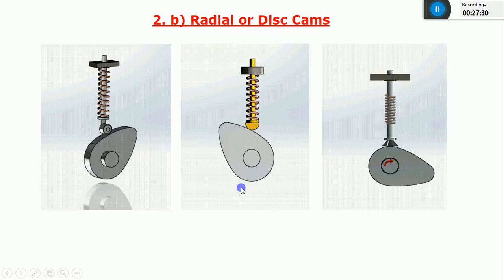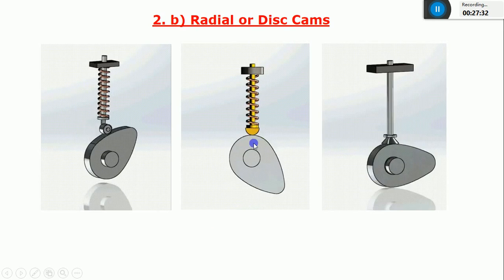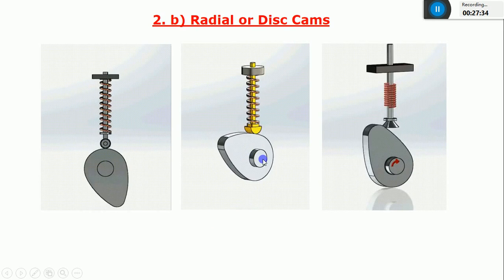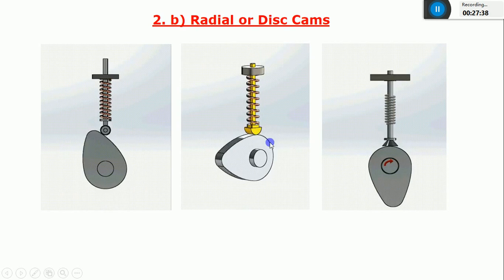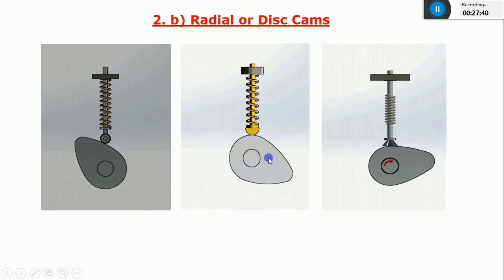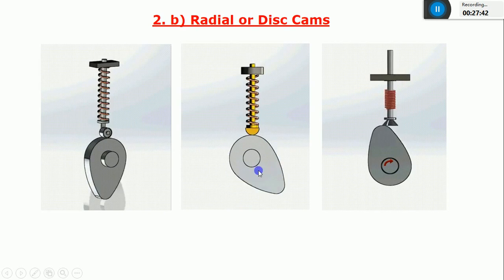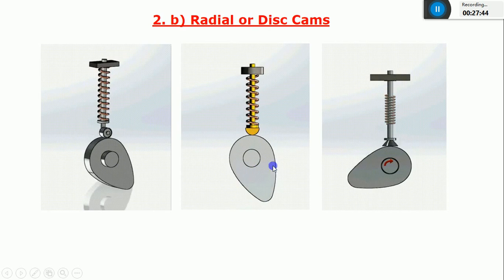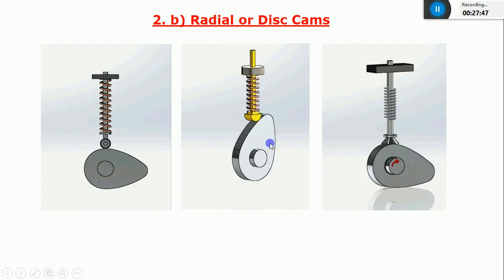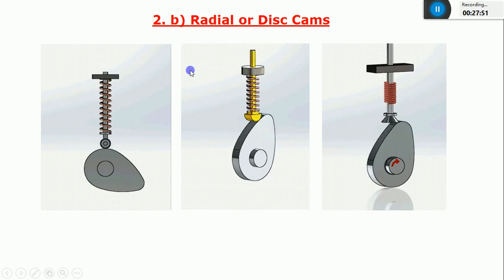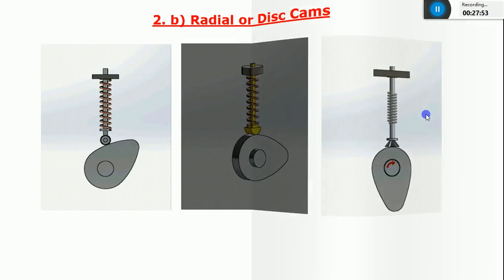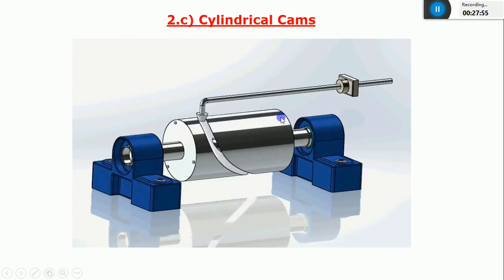It means the shape of the cam is not in the form of a wedge shape. It is not a spherical type. It is not of a cylindrical type. It is not a concave shape. You can say it is approximately an elliptical shape, not exactly. So I can call it a radial or disc cam. And I'll go to the next one.